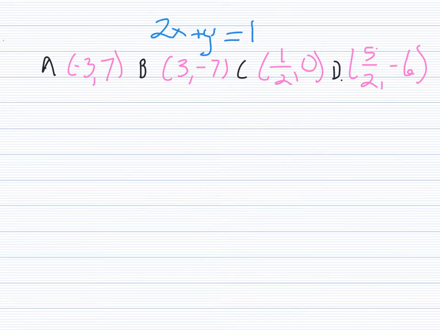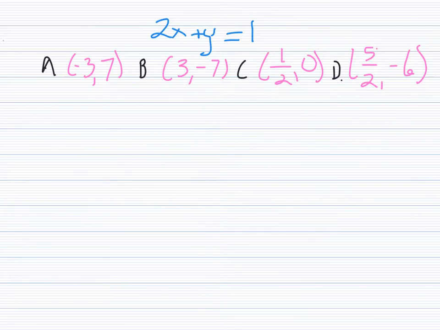So let's look at my equation here. 2x plus y equals 1. I gave you 3 choices. A is an ordered pair of negative 3 and 7. B is 3 and negative 7. C is 1/2 and 0. And D is 5 over 2 and negative 6. So let's work through this and see how we would solve this problem.